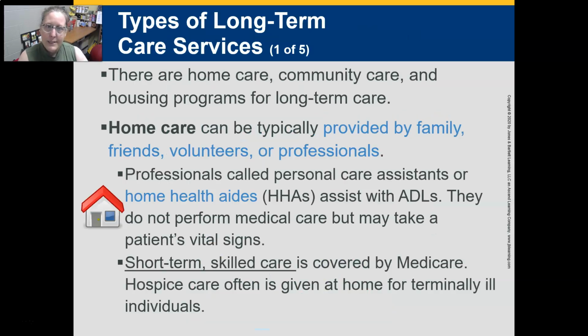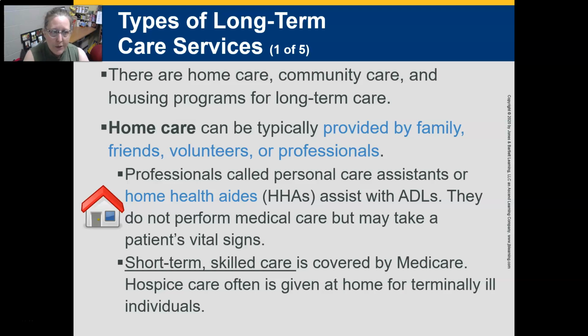So let's look at the types of long-term care services. There are home care, community care, and housing programs for long-term care. So home care obviously is provided in the home of the beneficiary, of the elderly person. It can be provided by family, by friends, and it could be paid for, by volunteers or by professionals.